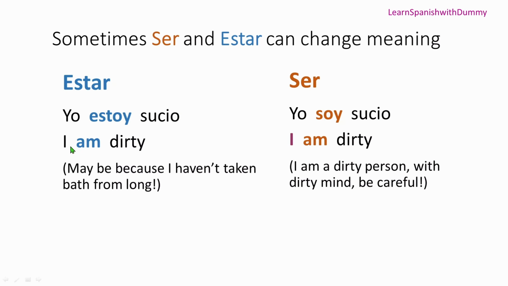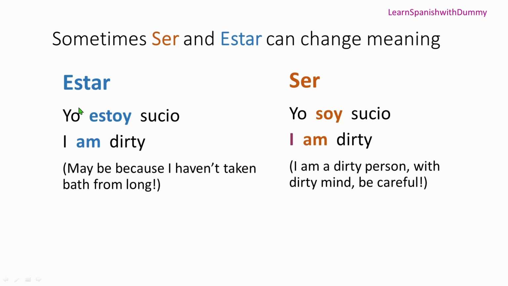All right, here we are again. Now here we have I'm dirty and I'm dirty. So yo estoy sucio means I'm dirty. Yo soy sucio also means I'm dirty. Okay? Here I put the estar verb. Yo estoy means I am, right? Ser I use here. Yo soy means also I am. But see how the meaning changes.